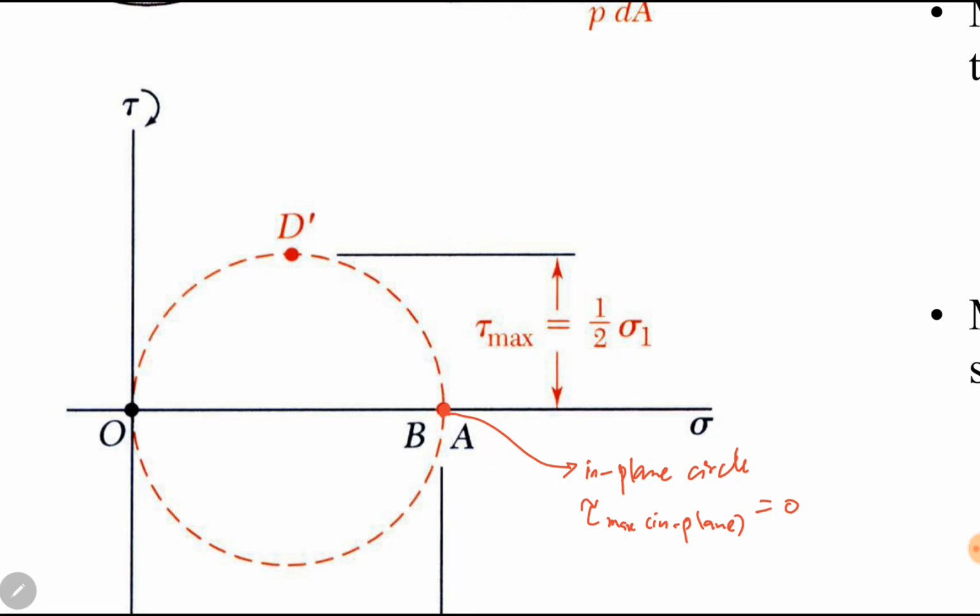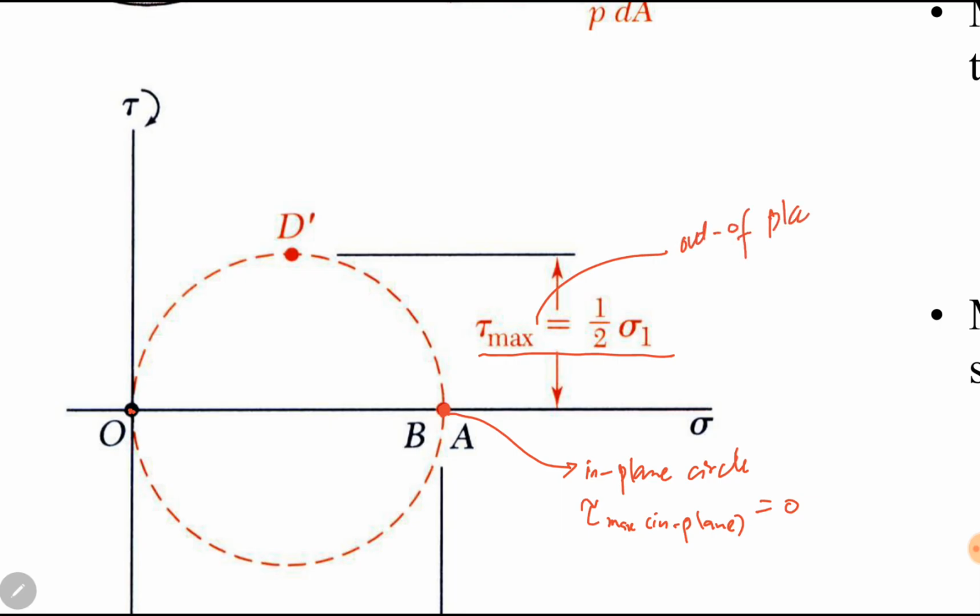Then the other two circles are both the same and coincide with each other. The third principal stress is 0 at point O. So the circles between B and O, and A and O, are both the same, the dotted one. This is the out-of-plane circle. Tau maximum is actually tau maximum out of plane. This is out of plane.